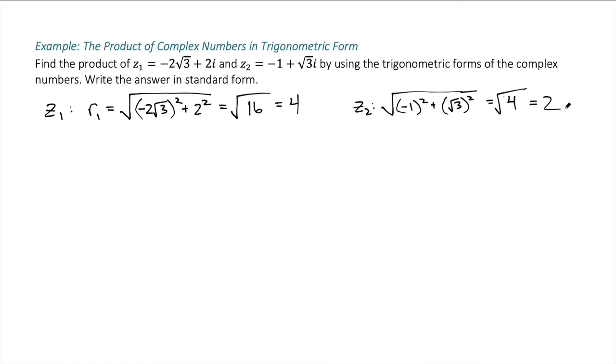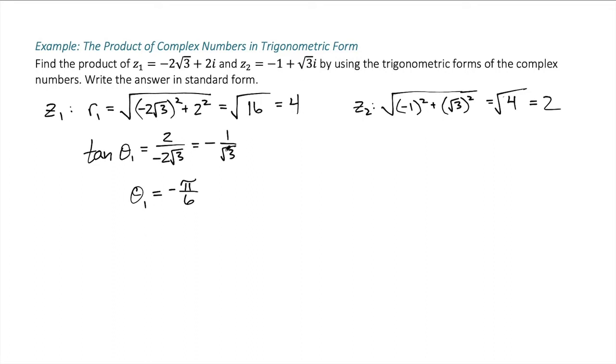Okay, and then I need my theta. And I know that tangent of the angle theta is b over a. So in this case, that's 2 over negative 2 root 3, which is negative 1 over root 3. And so I can find theta 1. I know that the arctangent of negative 1 over root 3 is going to be negative pi over 6. And then I just need to check my quadrant.